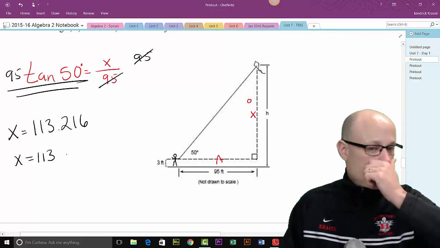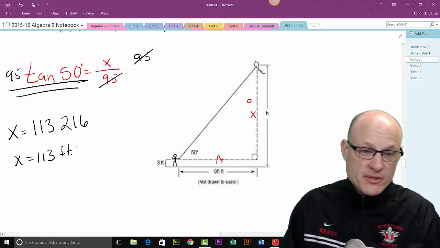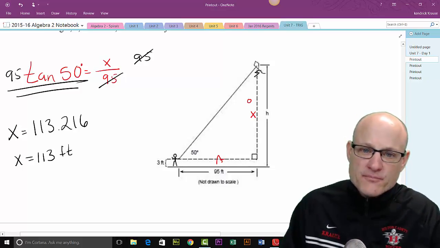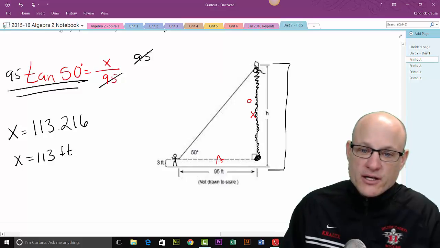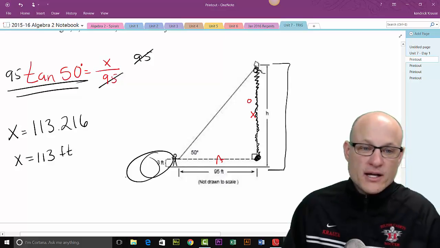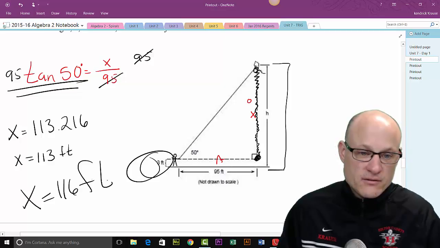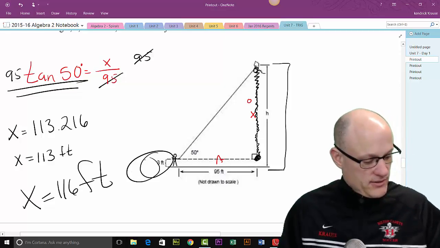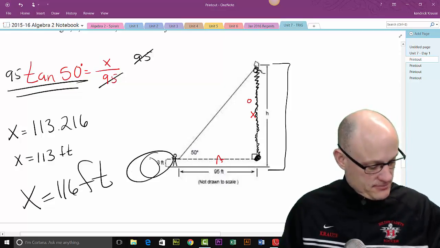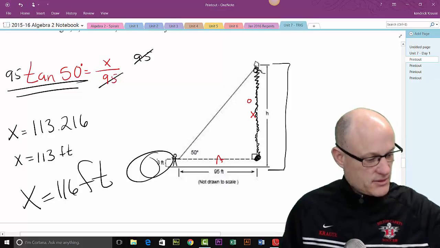But we have to be careful here. 113 feet was this height to here. The height of the kite is from here to here, which is 3 feet longer, because we have to account for the 3 feet high. So the actual answer is x equals 116 feet. All right, kids, that was number 9. We only have 8 left.